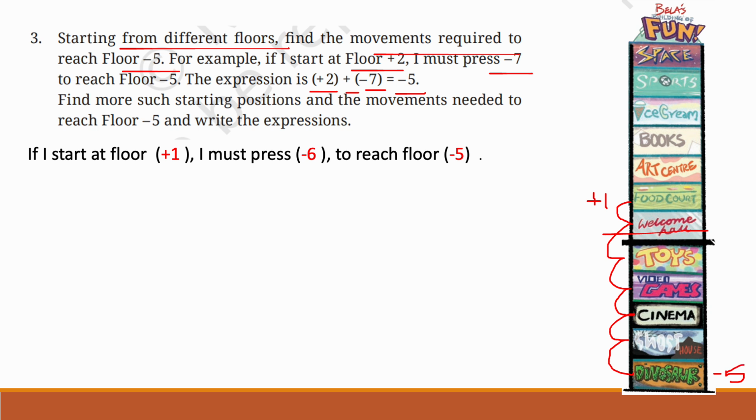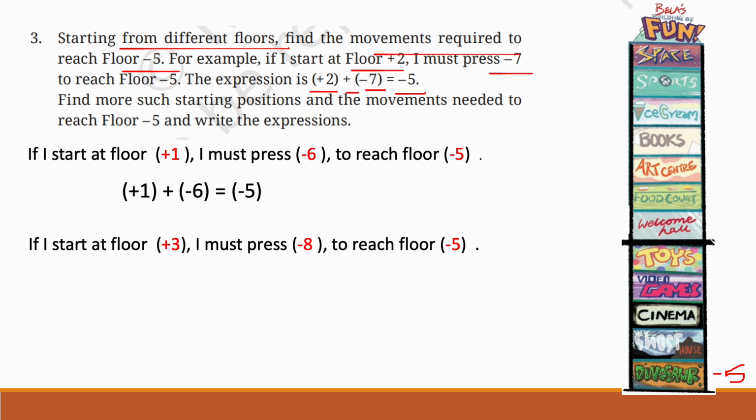Okay. So the expression is plus 1, that is the starting point, plus movement minus 6 is equal to the target, that is minus 5.